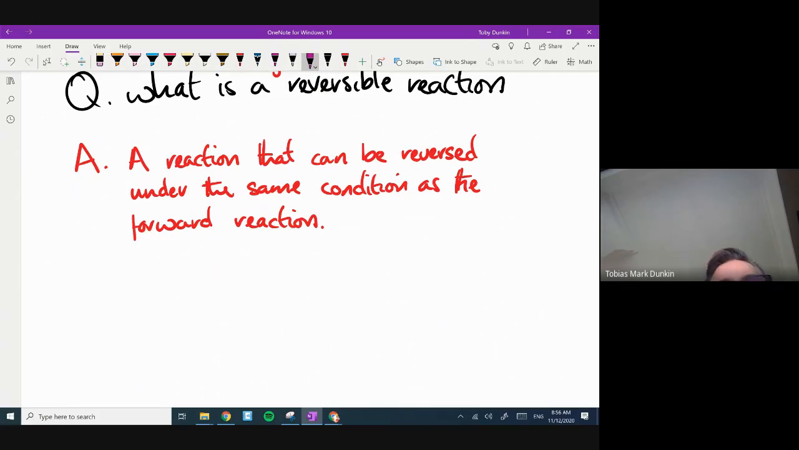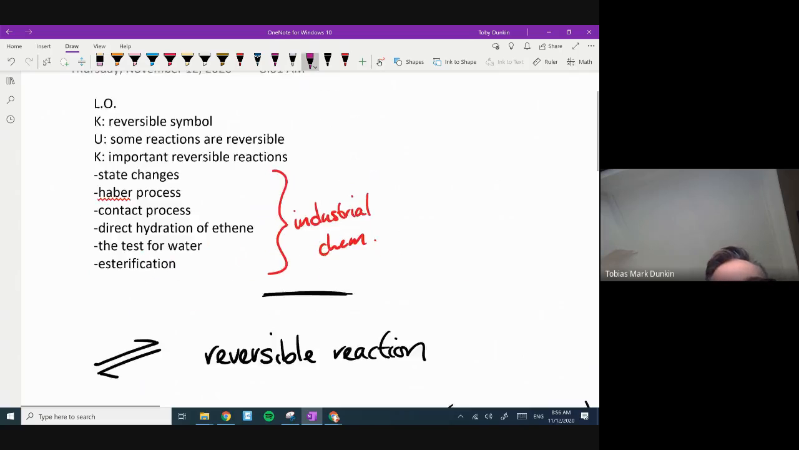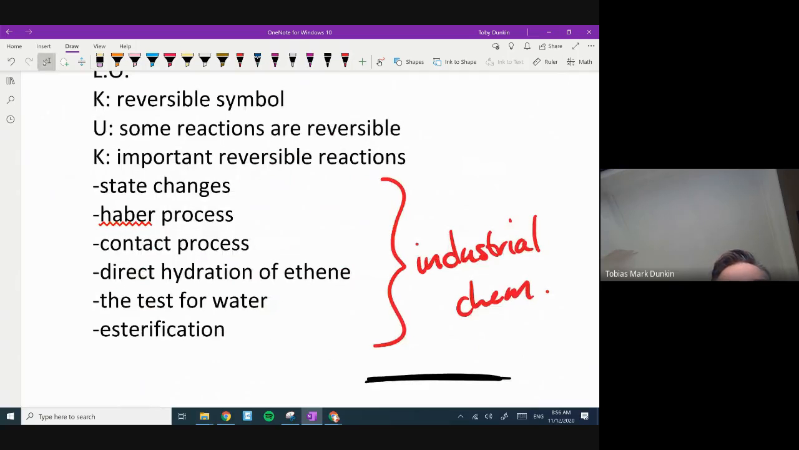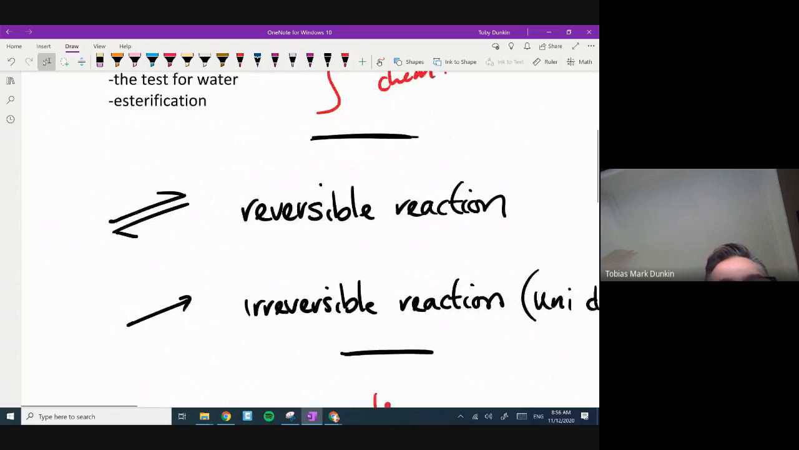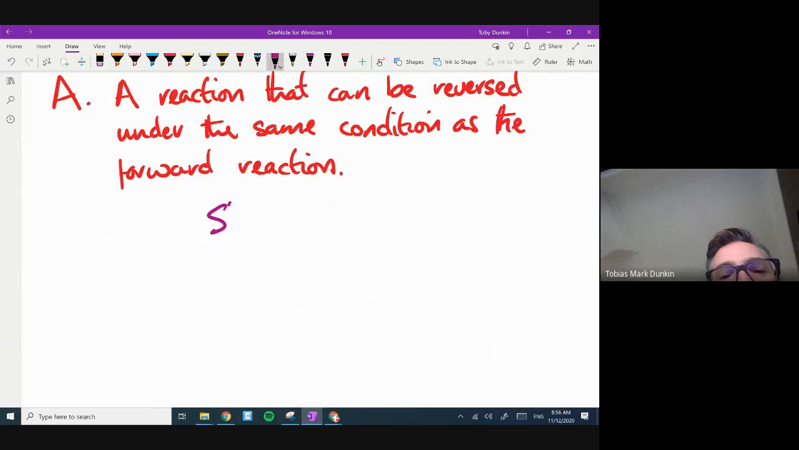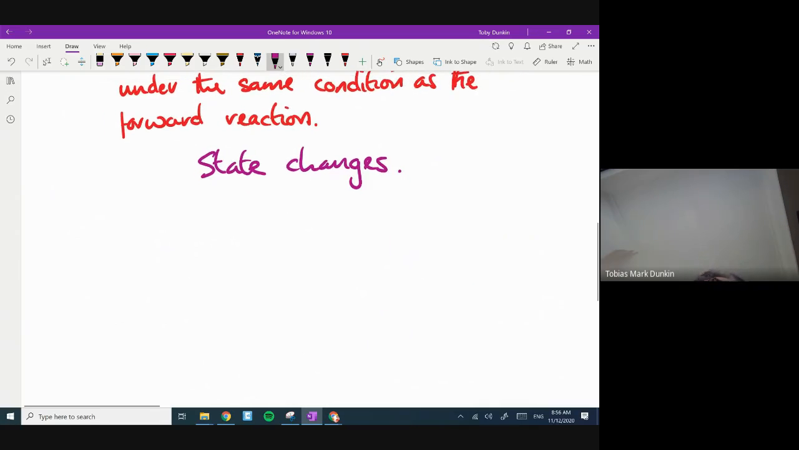So let's do an example of this. I think the example is really, really useful. And let's pick one of these. So what we could do is we could do a state change. I think that's really good because state changes are such great reversible reactions. So I'm going to ask a really funny question now, and I'm going to move through the class.